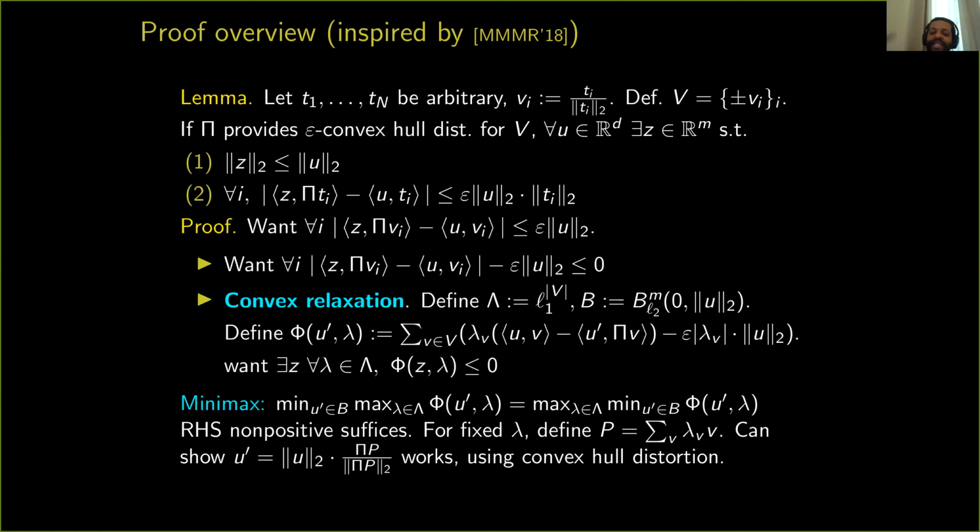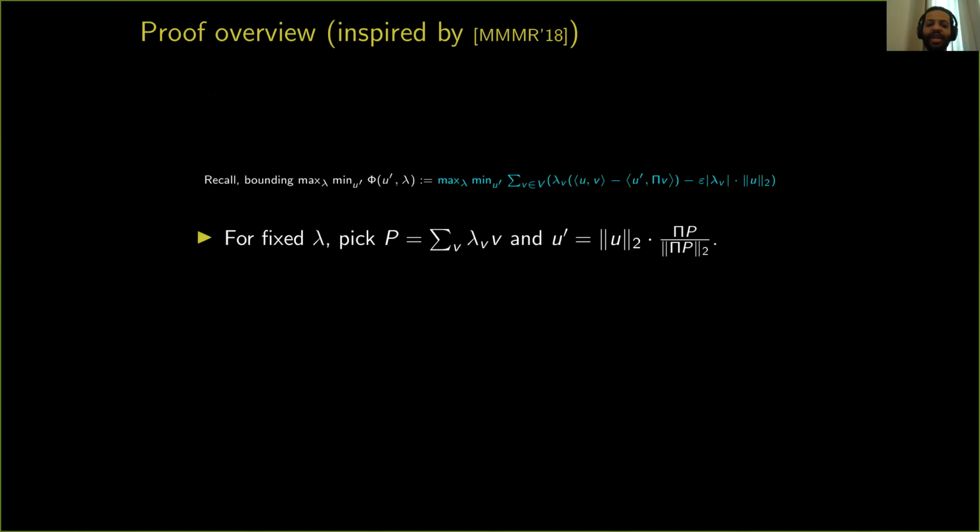So I need to show that for a fixed lambda, there's a way to make the phi non-positive. I can minimize the phi and make it non-positive. And the way I'm going to minimize the phi is I'm going to define a point to be the sum over v of lambda v times v. And then take this vector here that I've defined, which is pi p over its norm times the L2 norm of u. I'm running a little low on time because I do want to say something about the lower bound. But once you apply minimax and define the minimizer u prime in this way, I'll just show it here.